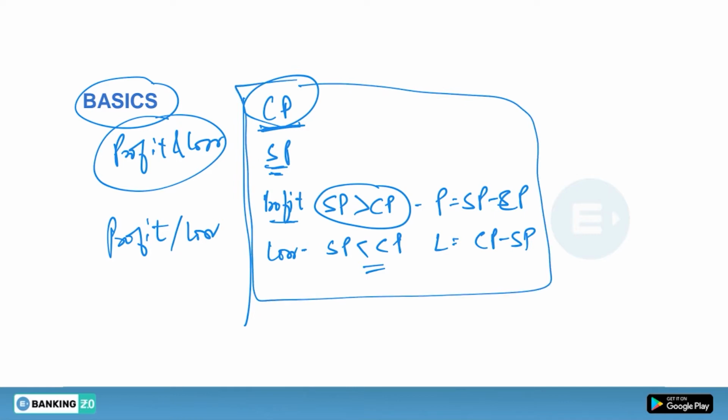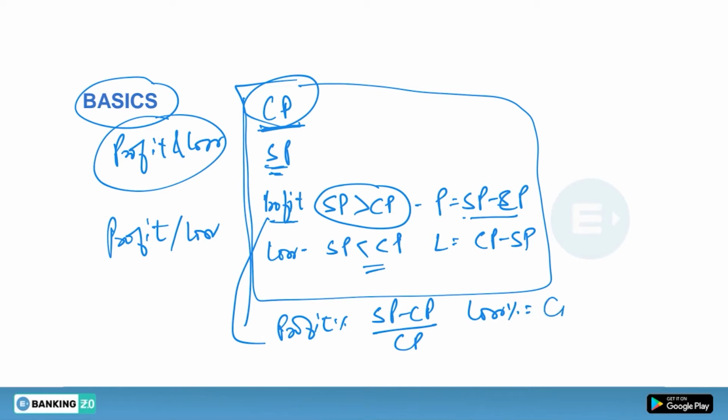Now we'll head towards some questions, but before that, let me tell you one more thing: profit percent. If the profit is SP minus CP, then profit percent will be SP minus CP divided by CP. And loss percent will be CP minus SP divided by CP. That means profit percent or loss percent is always calculated on cost price, CP.